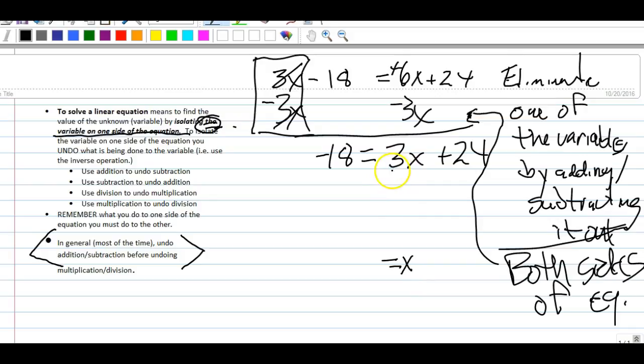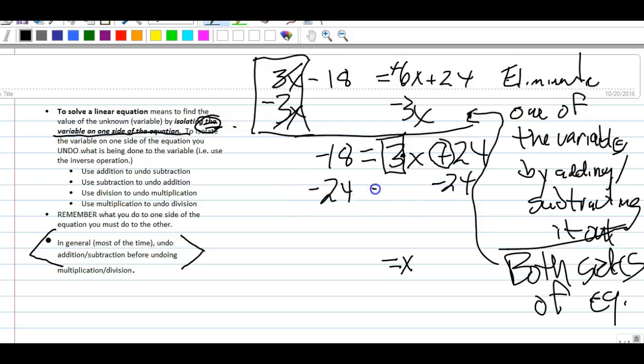So I ask myself, what is being done to my variable? My variable is being multiplied by 3, and to that product, 24 is being added. So in general, I undo the addition or subtraction before undoing any multiplication or division. But the first thing you need to do is eliminate one of those variables. If you have a variable on both sides of the equation and you want to isolate the variable, you must eliminate one of those variables by subtracting it out. And I've already done that. So now I'm going to subtract 24.